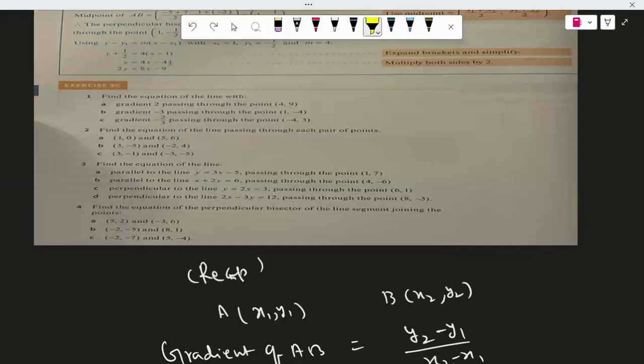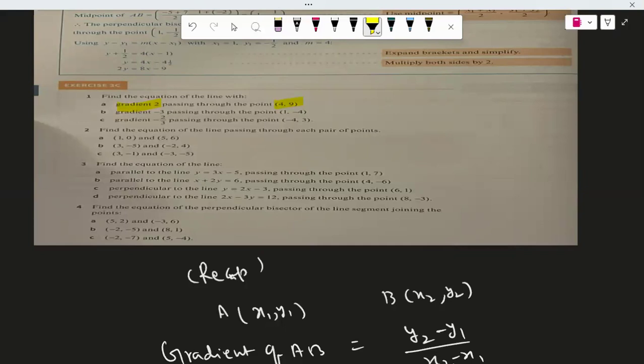Question number 1. Find the equation of the line. Gradient is given and a point is given. So which form of equation of line will we be using? What is the formula for that, Rajveer? The formula for finding the equation of a line if the gradient is given: y minus y1 is equal to m times x minus x1. It passes through 4 comma 9. Correct.